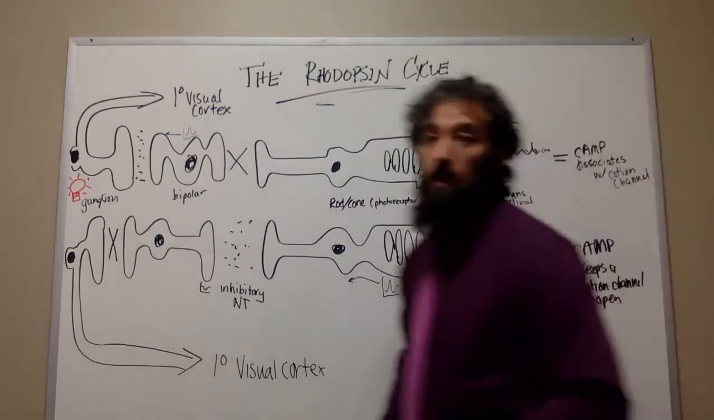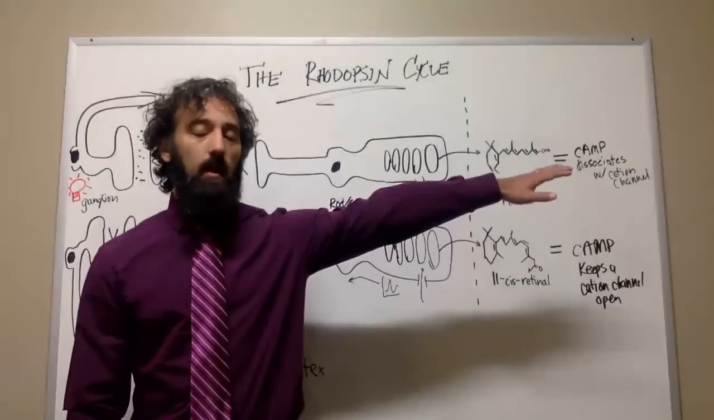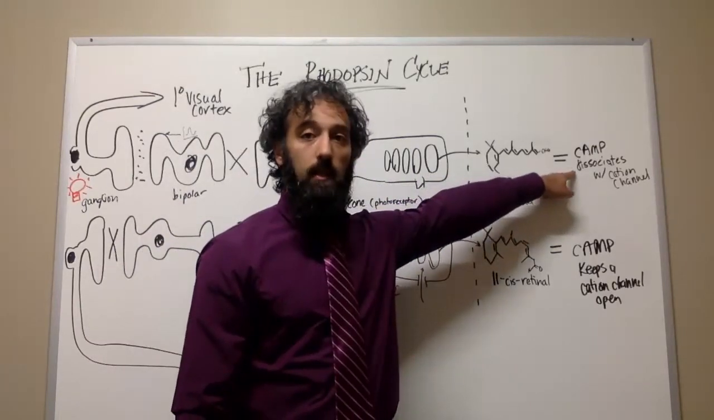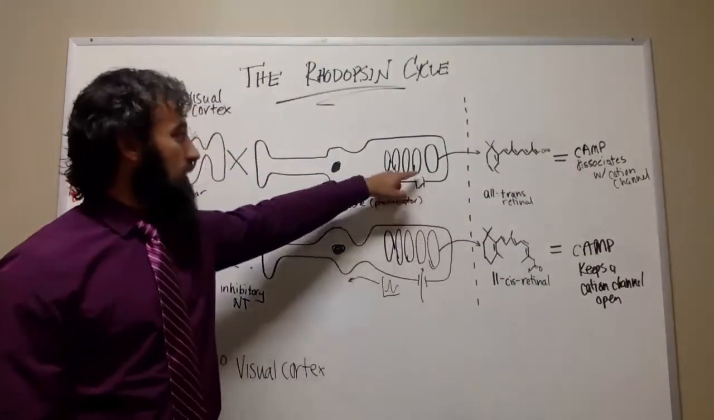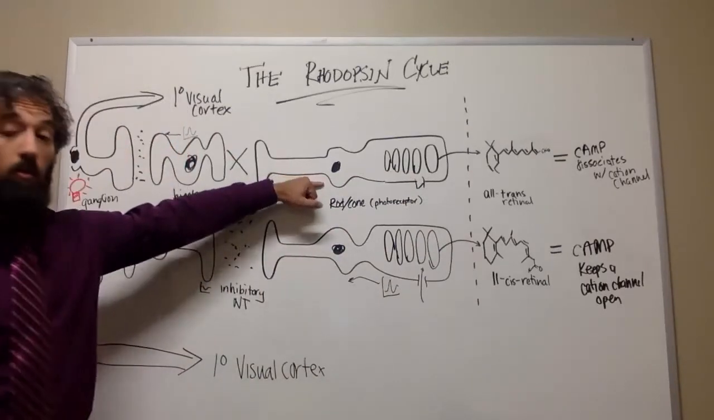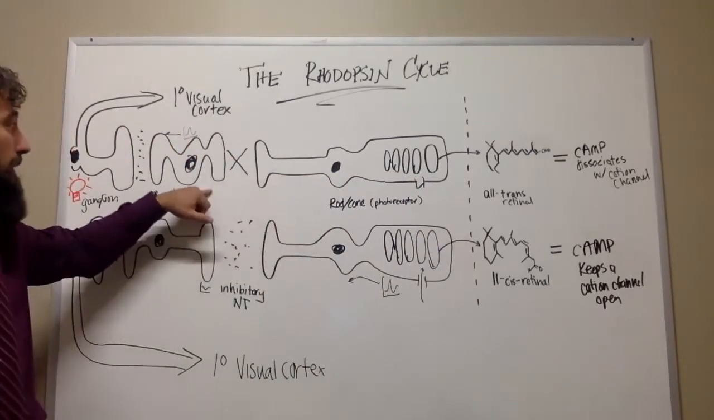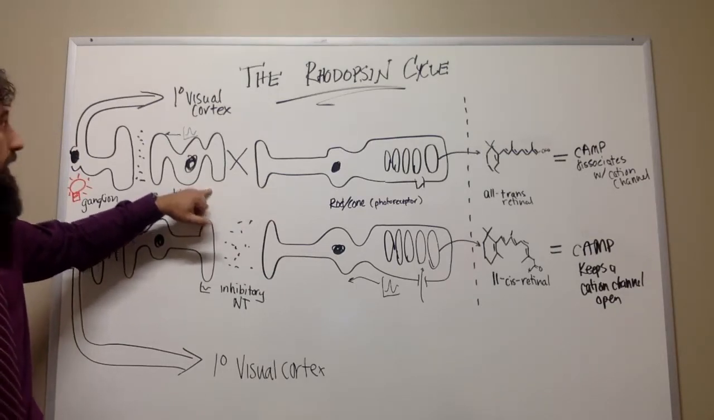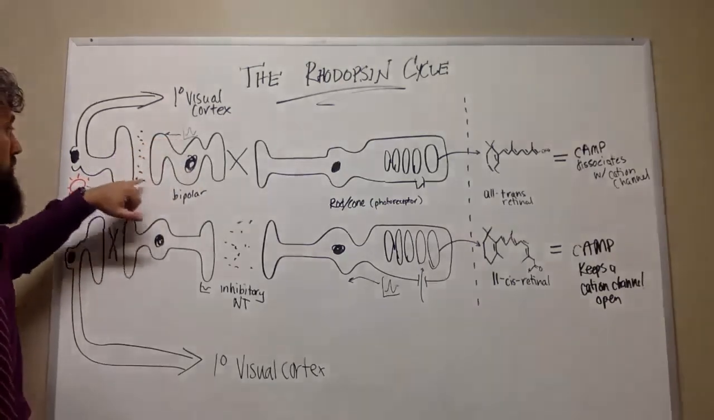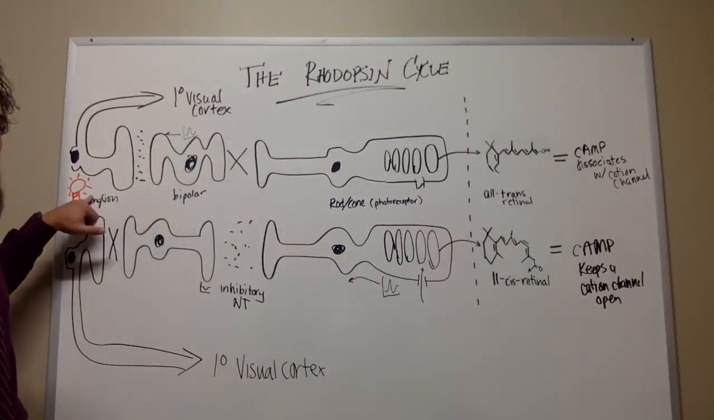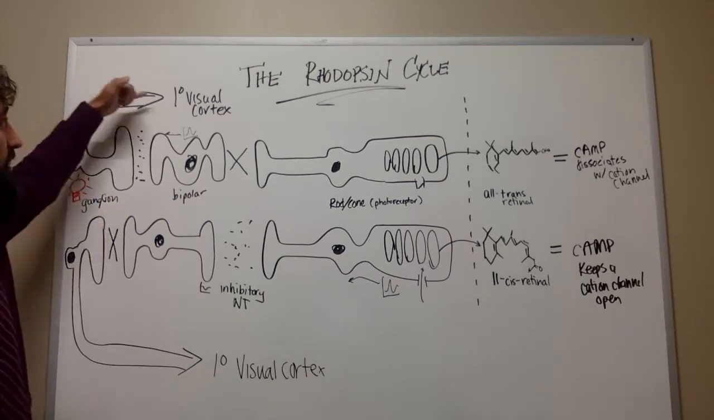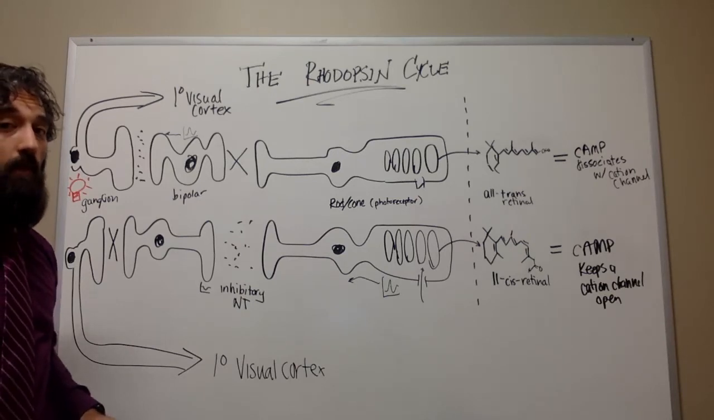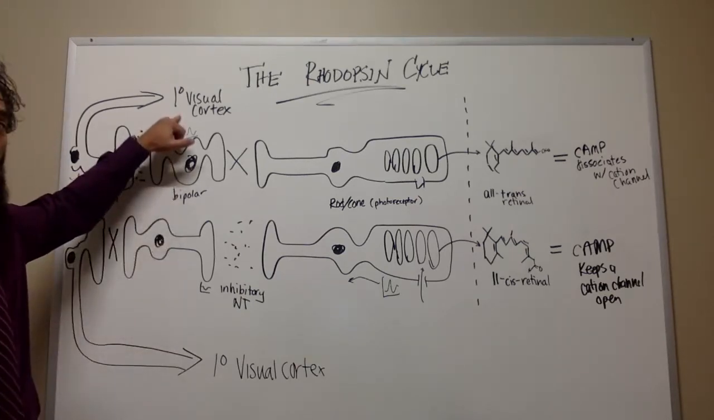In the light, we have our retinol as all trans. All trans retinol means that there is no longer a cyclic AMP associated with the channel. The channel closes. The rod or the cone no longer inhibits the bipolar cell. Since the bipolar cell isn't inhibited, it's activated, which then releases neurotransmitter to the ganglion cell. The ganglion cell then sends its information along the optic nerve, or cranial nerve number 2, to the visual cortex.